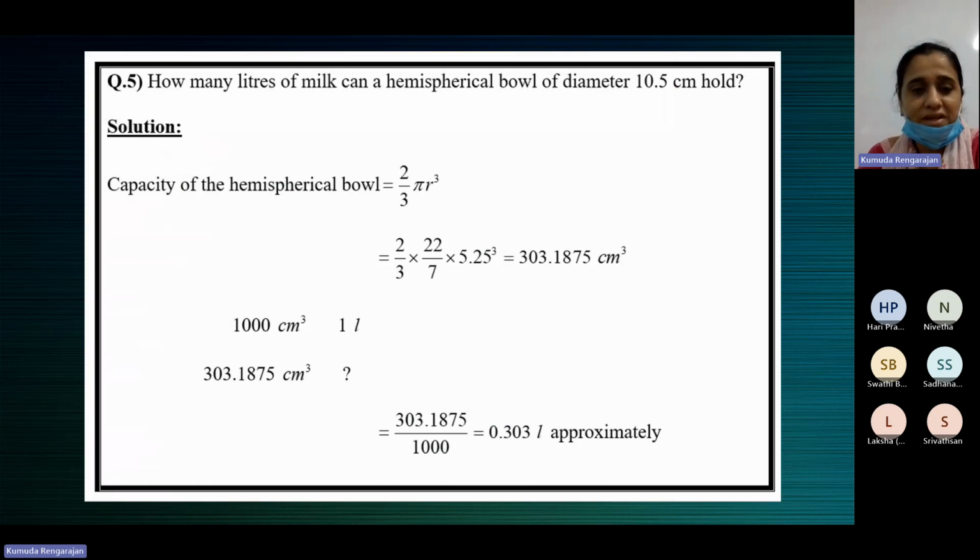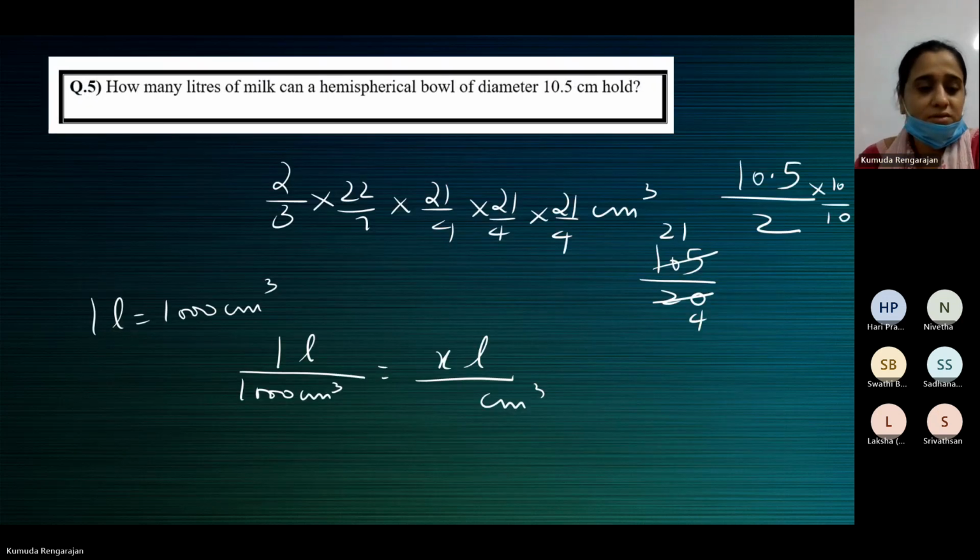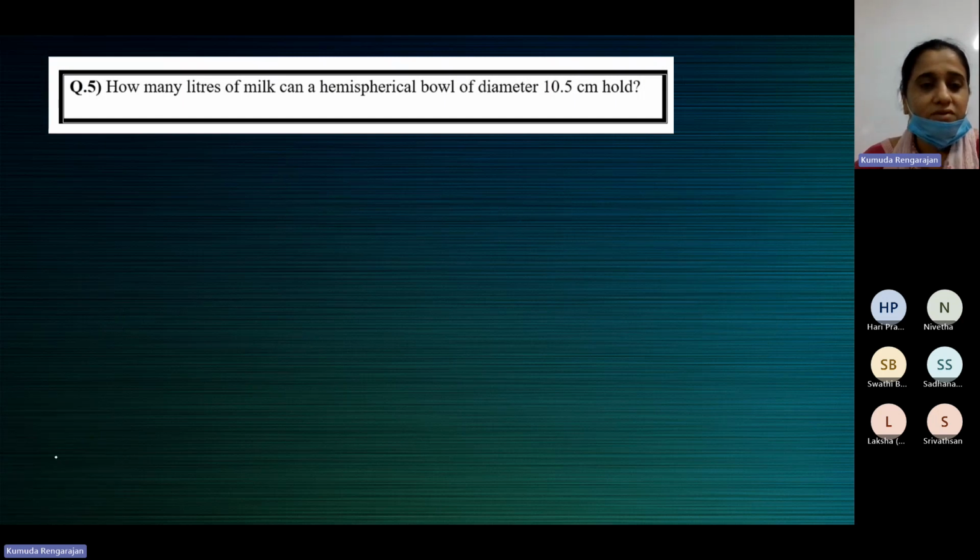I'll just take a sneak peek at the answer and tell you. 303.1875 centimeter cube.